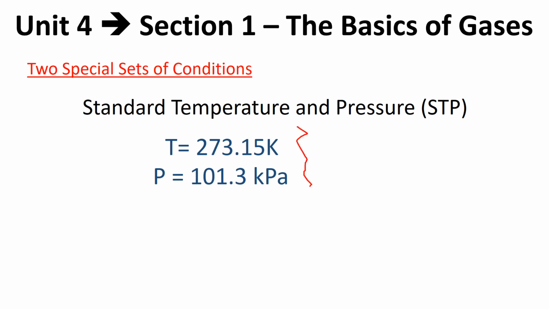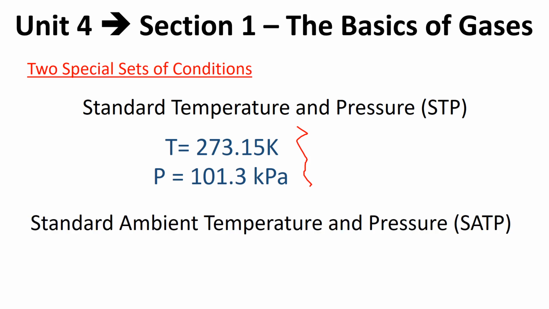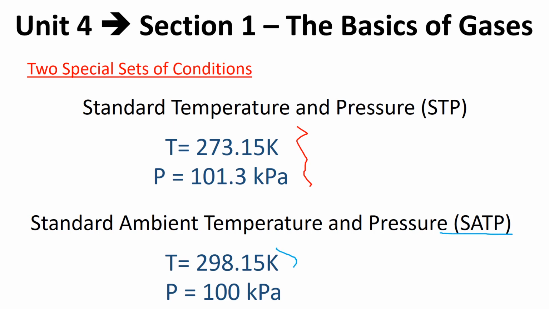Now the one problem with these values is that we're talking about 273.15 Kelvin, or 0 degrees Celsius. For scientists to repeat an experiment at STP conditions, you're basically going to have to do it in a refrigerator. That doesn't seem like a very good idea, or that it's going to work too well. So scientists came up with a second set of conditions, standard ambient temperature and pressure, SATP. They raised the temperature up to essentially room temperature, or 25 degrees Celsius, and the pressure was changed slightly to 100. So again, if I say a question is at SATP, you need to know these two conditions.